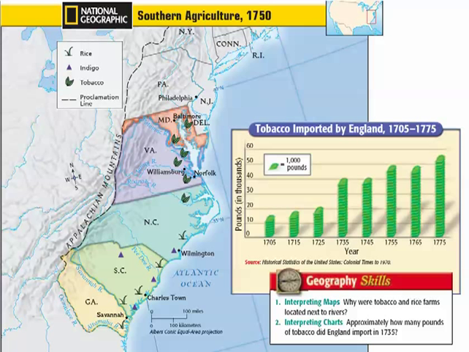Alright, so we look at southern agriculture, the southern colonies. By 1750 we see a lot of agriculture in Virginia, particularly in the purple here, where we see the little tobacco leaves. A lot of tobacco cultivation even in 1750. And here's another chart: tobacco imported by England, 1705 to 1775. We still see, from 1705 through 1775, an increase even in the 18th century in the importance of tobacco cultivation in Virginia and its economy.